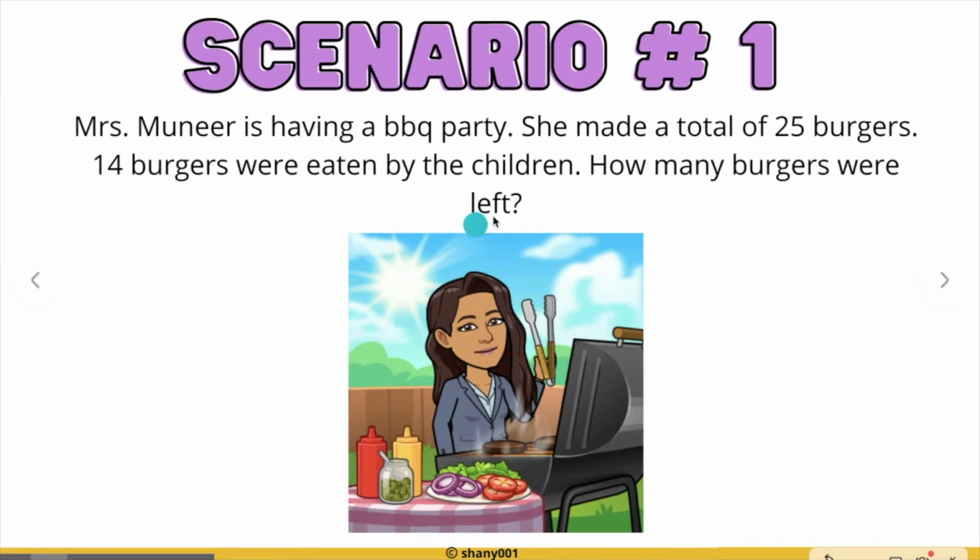This is the key word: how many burgers were left? She started with 25. 14 were eaten. How many are left? We will go ahead and subtract 25 take away 14. 5 take away 4 is 1. 2 take away 1 is 1. So Mrs. Munir had 11 burgers left.